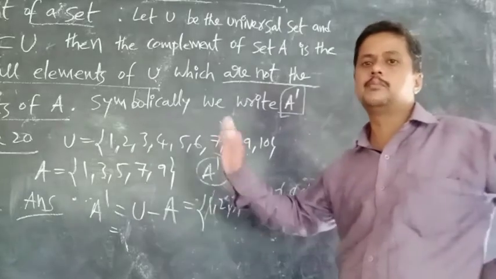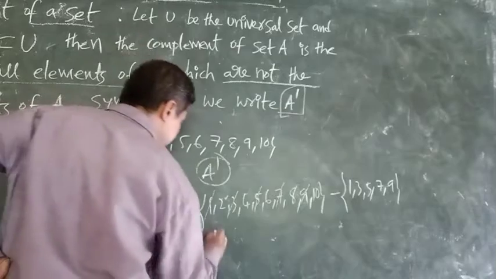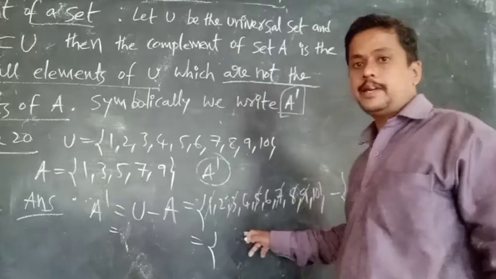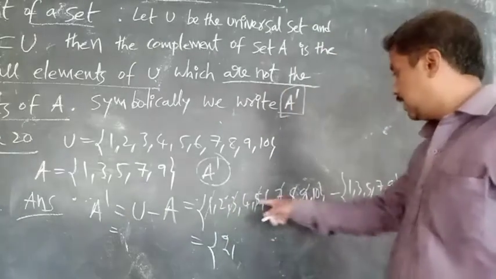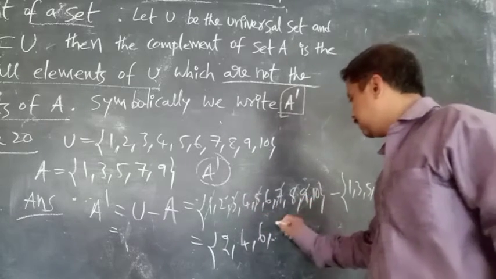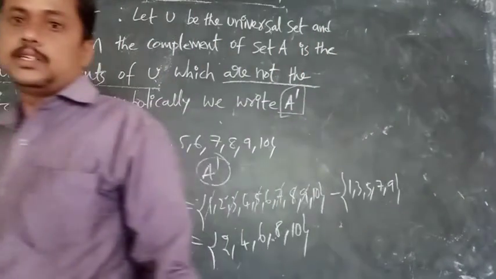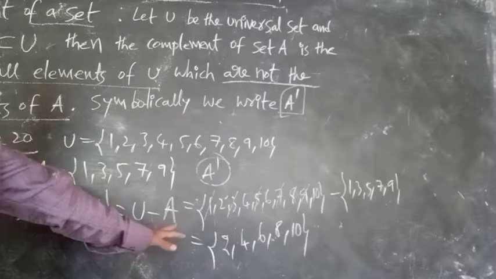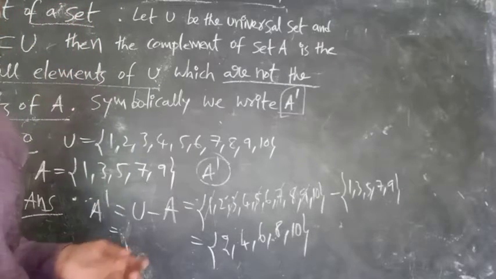This is the complement of A, very easy. So what is the answer? The remaining elements are 2, 4, 6, 8, 10. So this is the answer: 2, 4, 6, 8, 10. Like that we have calculated. I think the concept is clear.